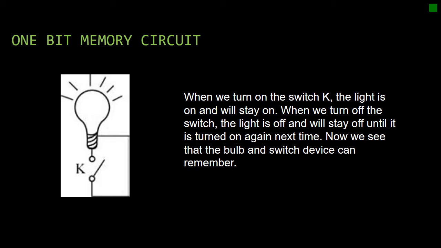So the figure shows one of Edison's great inventions, a light bulb. When you turn on the switch K, the light will be on and will stay on. When we turn off the switch, the light will be off and will stay off until it is turned on again next time. So now we see that the bulb and switch device can remember. But of course, the memory is not designed using a light bulb. Instead, a transistor is used.